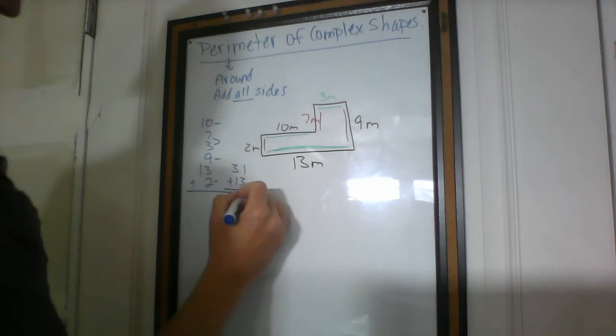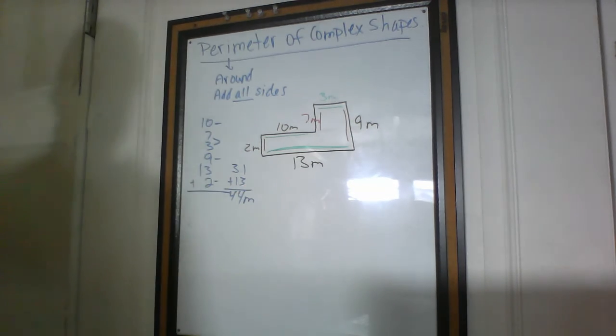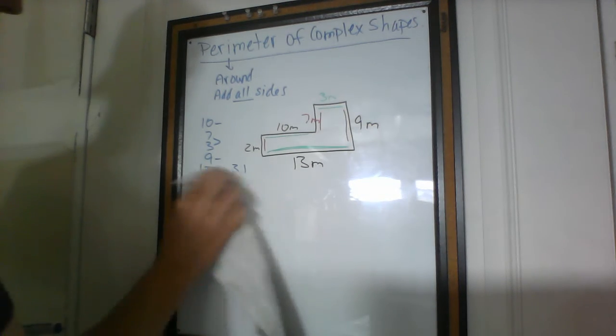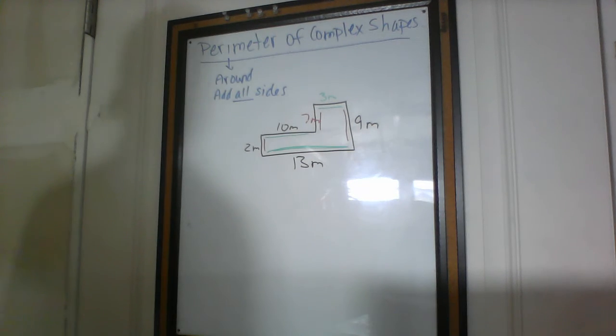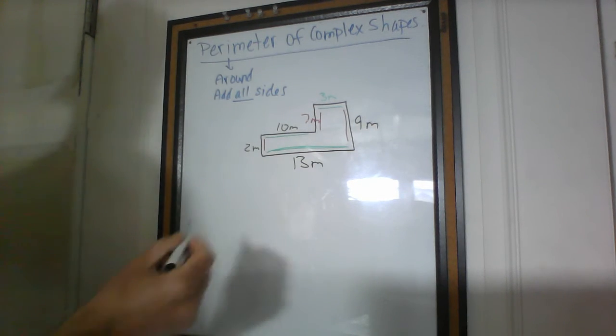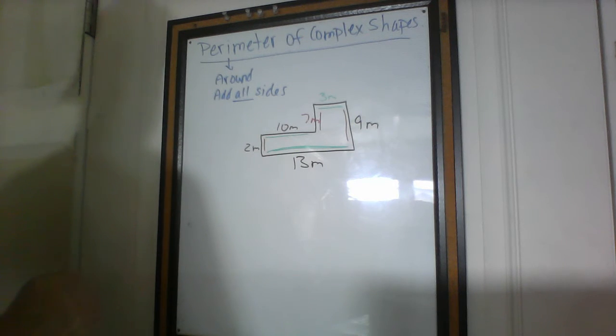Excuse me. Is 44 meters for the perimeter. All right, time for a shortcut for this shape. Okay, for these L shapes, a nice easy one if you haven't figured it out already.